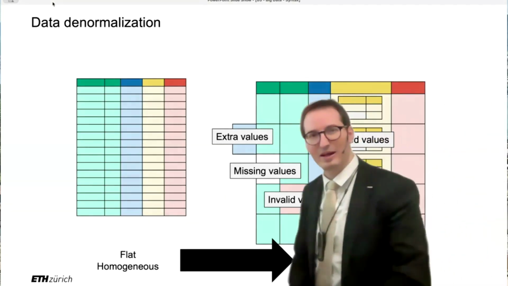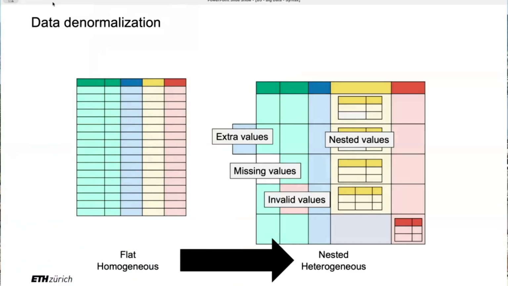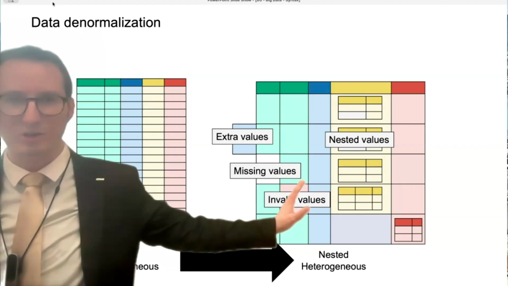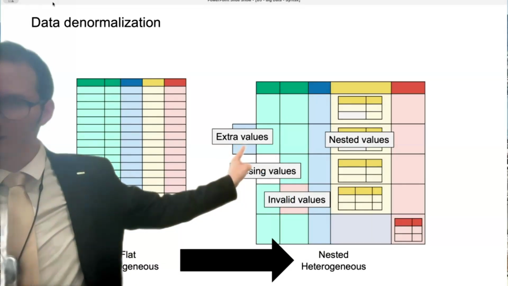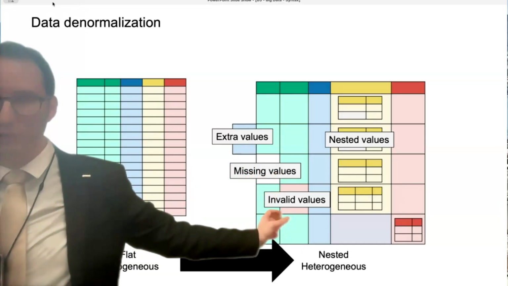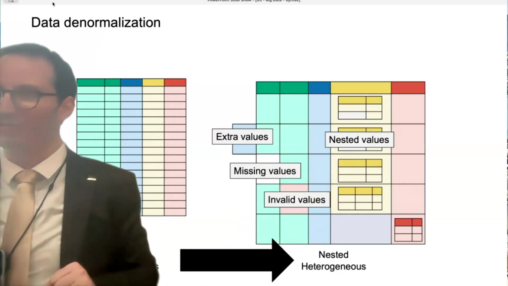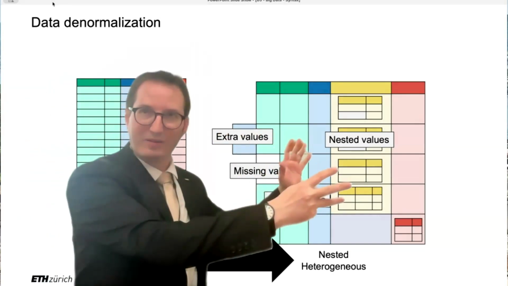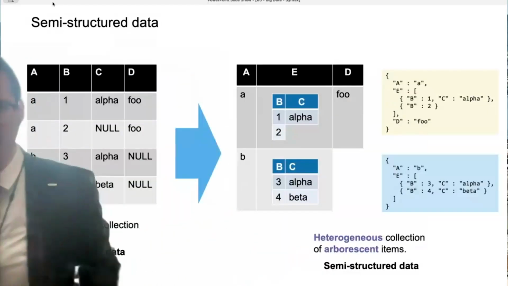So what that means is that when we throw away the normal forms, we go away from this, where we have a flat and homogeneous model, and we go to a nested heterogeneous model, where we have extra values. Some of the rows might have extra attributes, missing values, invalid values, because you might have different types in the same column, and nested values, right? Normal form, denormalized, right? Write intensive, we love this. Read intensive, we love this.